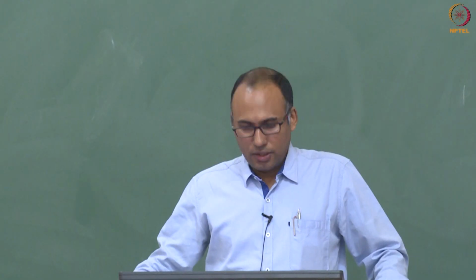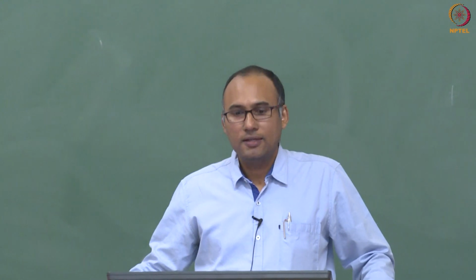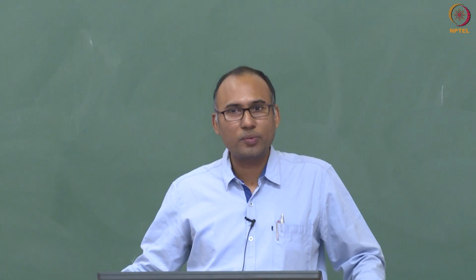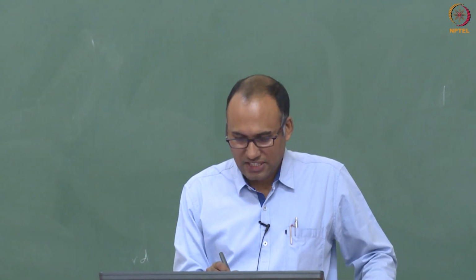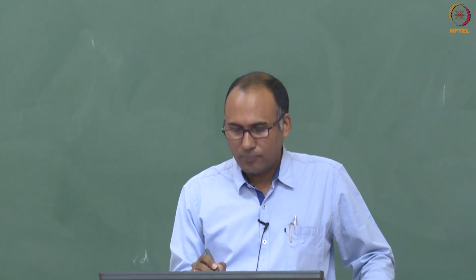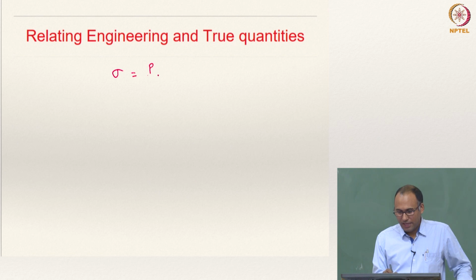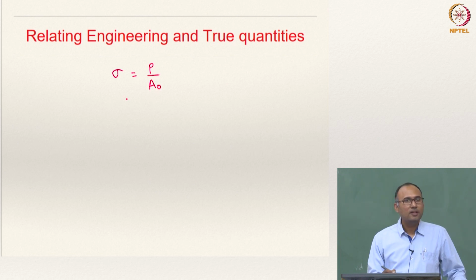So, in the last class we looked at the concept of engineering stress and engineering strain. The engineering stress is given as sigma equal to P by A naught, where P is the load applied and A naught is the original cross sectional area, in the context of the uniaxial tension test we were discussing, right.